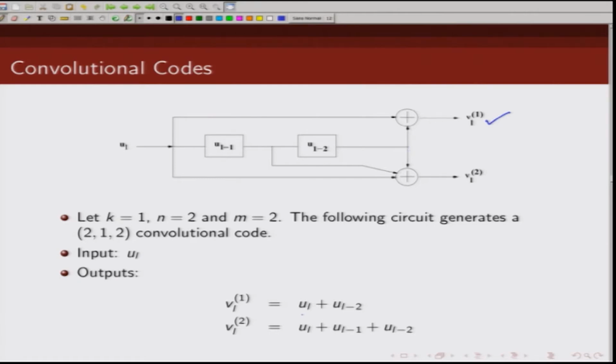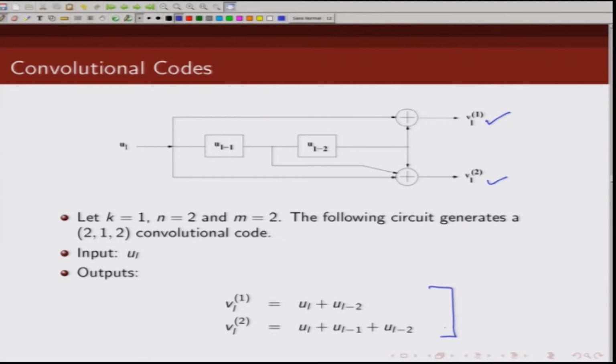So, in other words, it depends on the current input and the past two input values. Similarly, this one depends on the current input, one past input, and this u_{l-2}. So, this is basically how you can see the difference here: the output not only depends on the current input, but it also depends on past inputs.